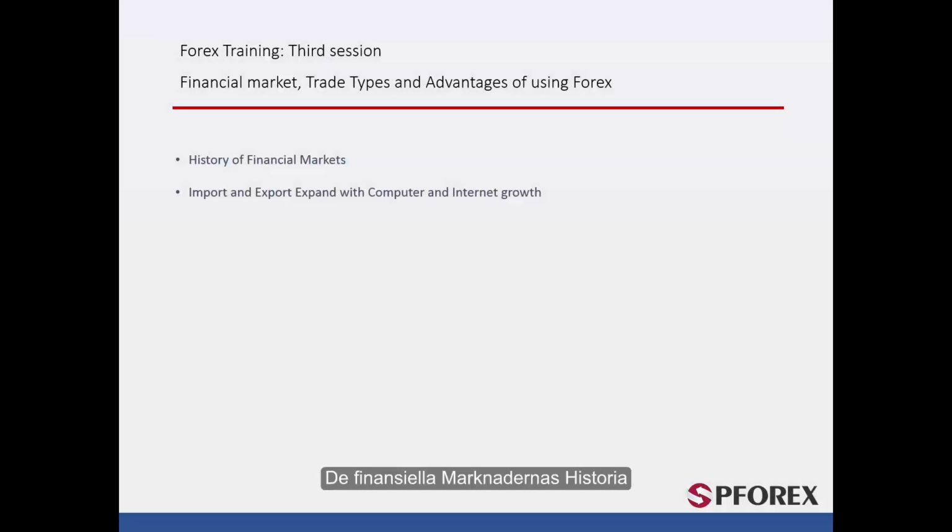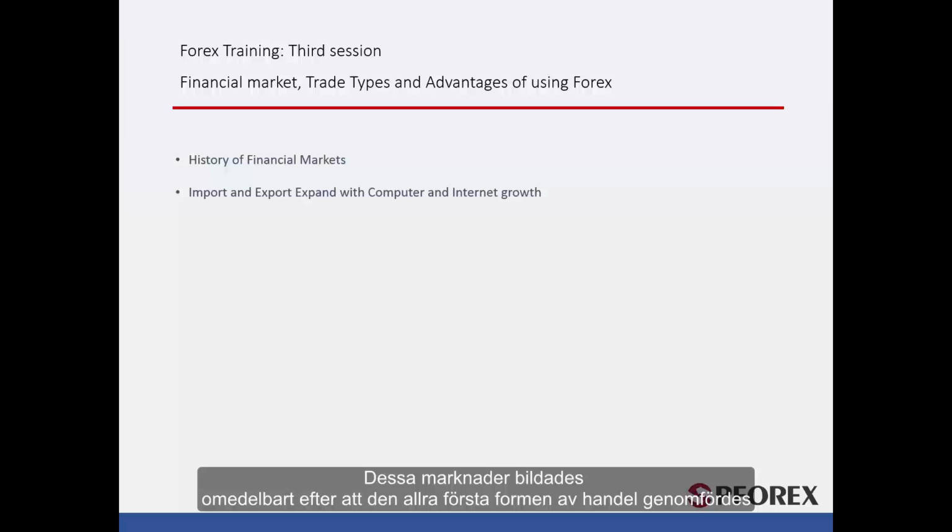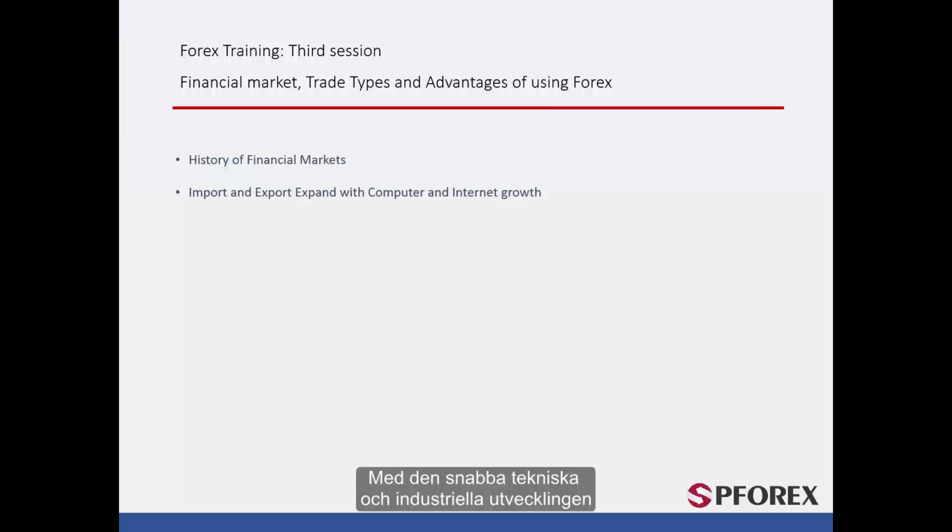History of financial markets. These markets were formed immediately after the first ever trade was made. With the rapid technological progress and industry expansion, the amount of imports and exports between countries has dramatically increased. As a result, the core of foreign exchange and financial market relations were established.